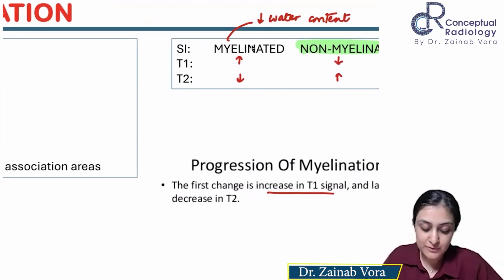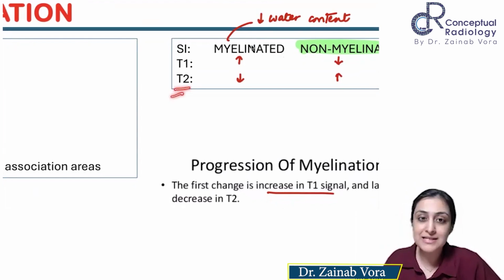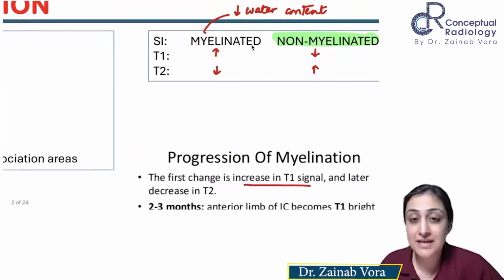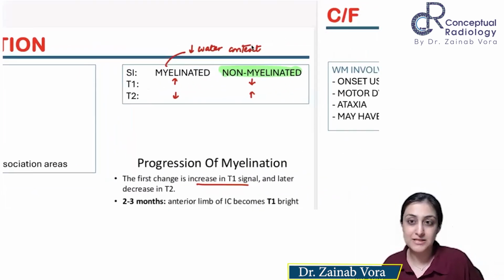So what is normal signal intensity of water? Water is T2 hyperintense and T1 hypointense, right? So whenever I decrease the water content, the signal intensity will be opposite. I hope that is making sense. Yeah, so that is what you want to remember here. Okay, I hope that's clear.